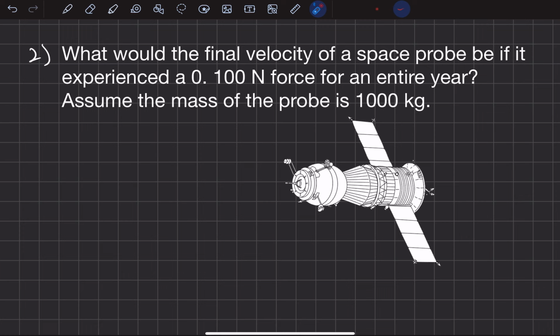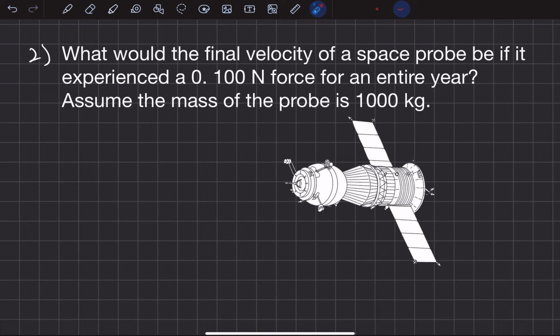But what's key about this is that we're doing this for an entire year. So although the force is very small, we're applying that small force over this time span of an entire year. We'll be surprised on how fast this thing is going at the end. And this is actually really how space probes are potentially designed.